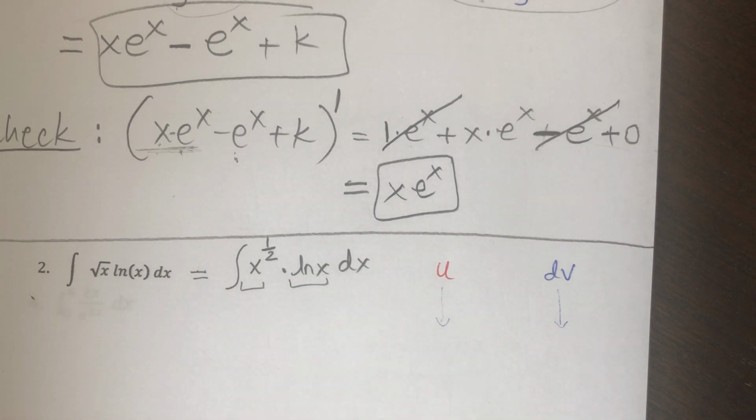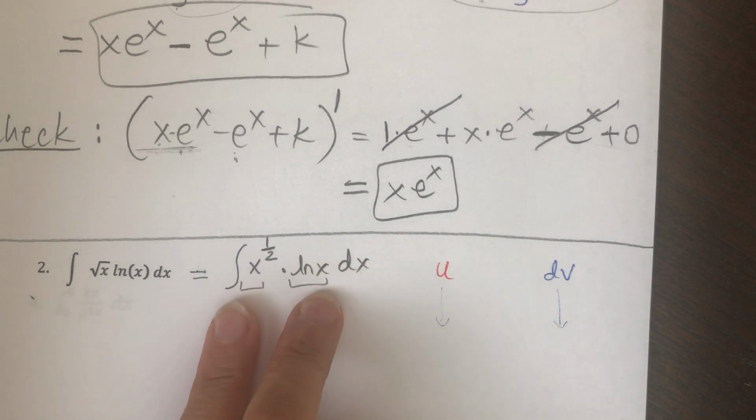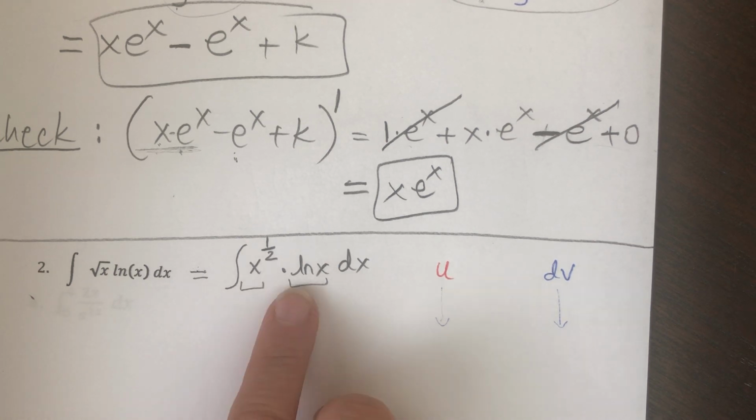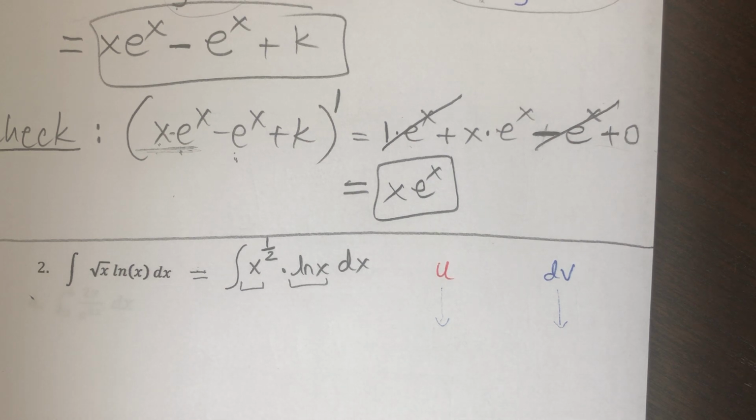Okay, so what do you think? I want you to choose between these two. U should be the one factor that's going to pretty much disappear. So what is the one thing you don't want to see again in the second integral? Definitely the natural log. And by the way, that's one of the rules. If you have an ln in any of your problems to solve by integration by parts, you always choose ln x to be your u. It's in those rules I put in the book as well.